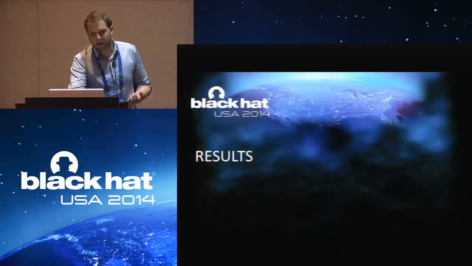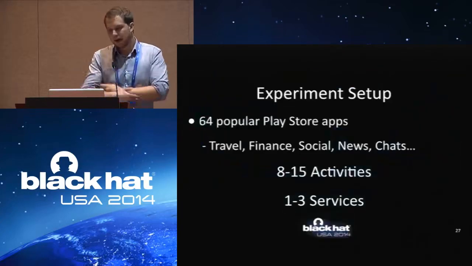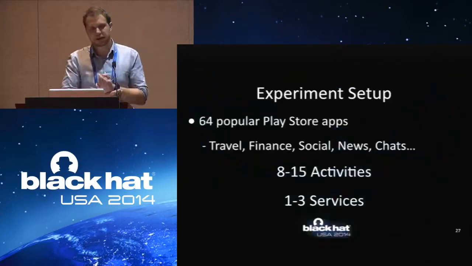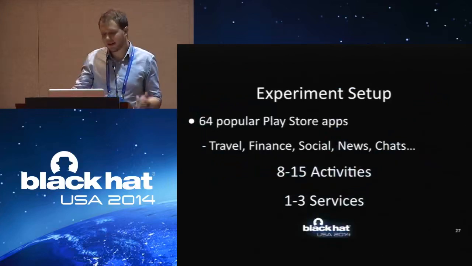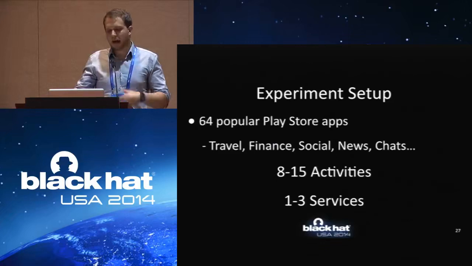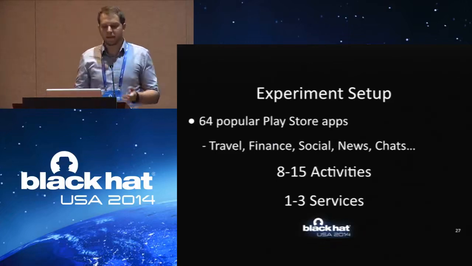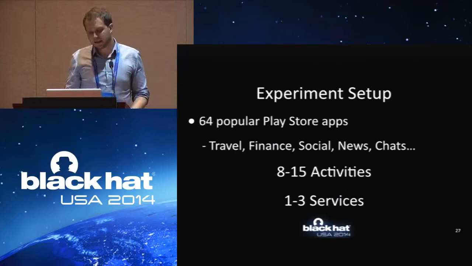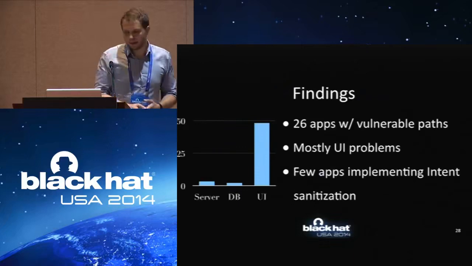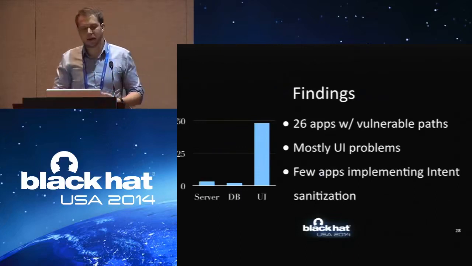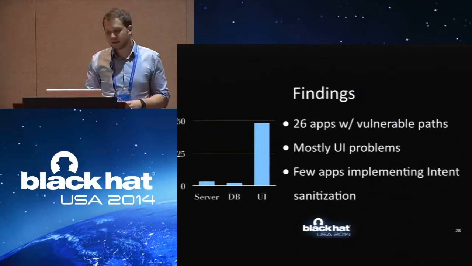Just a few more words about the results. We started picking up 64 applications from the Play Store. Actually, 64 is the number we correctly ended up analyzing, from many categories, so travel, finance, whatever, varying in size from 8 to 15 activities and 1 to 3 services. What we found was that 26 applications were actually containing at least one vulnerable path.